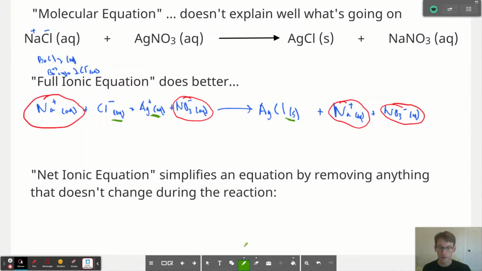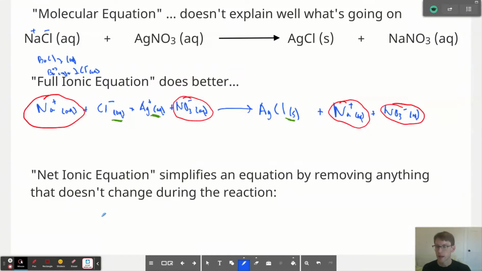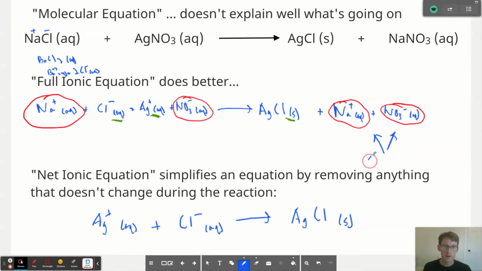So when I want to write what's called the net ionic equation, I cut through all the nonsense, all the stuff that isn't reacting, and I say that silver plus, which is aqueous, plus chloride minus, which is aqueous, yields AgCl, which is solid. The sodiums and the nitrates are just spectator ions. They are spectators. They watch as the reaction occurs, but they themselves do not participate in the reaction.